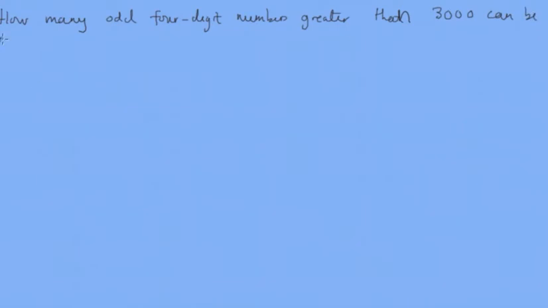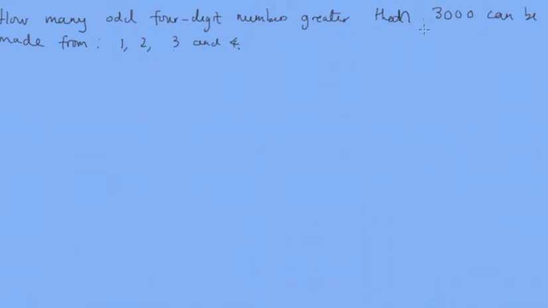So let's do another example. How many odd 4-digit numbers greater than 3,000 can be made from the following digits: 1, 2, 3, and 4.